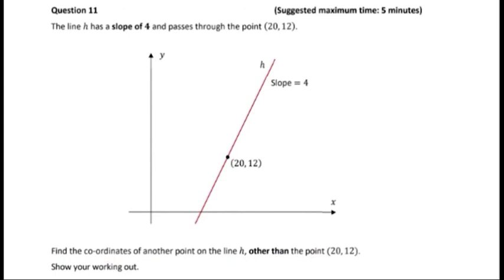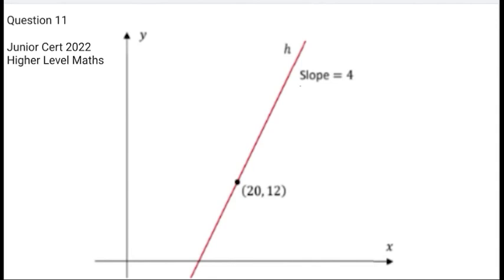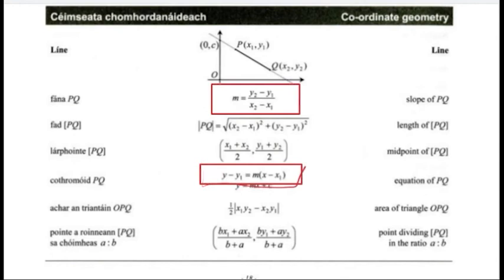Show your working out. Okay, so let's look at the information here. We have a point and we have a slope. So that means we can put together the equation of a line. So go to your log tables and we can use the line formula here. Okay, we already have the slope, but they're relevant for finding the line.